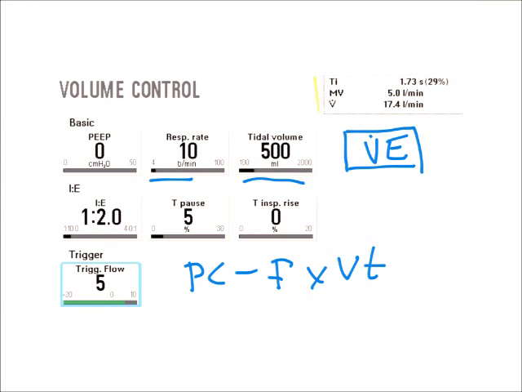I'm just going to highlight the smart window in the upper right hand corner. I do have a measured minute ventilation right there, and it just shows that my minute ventilation is currently set at 5 liters per minute.